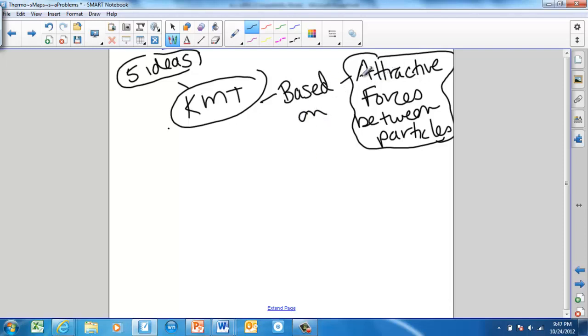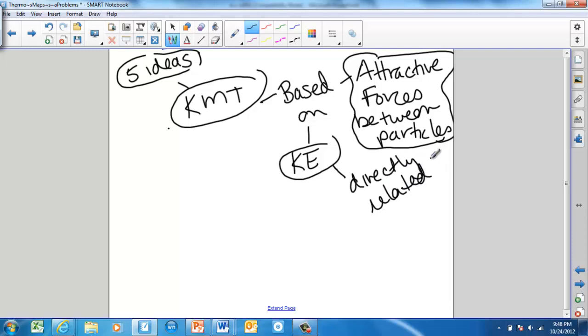The other thing is, in addition to being based on the attractive forces, it's also based on the kinetic energy of particles. Okay, and as we've already talked about, the 5th main idea of the kinetic molecular theory is that kinetic energy is directly related, which we saw on the last one as well, to temperature. Obviously, if we're writing it down again, it's a pretty important concept. So, it's directly related to temperature.